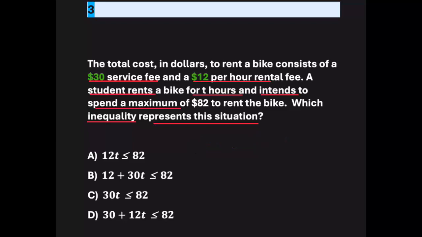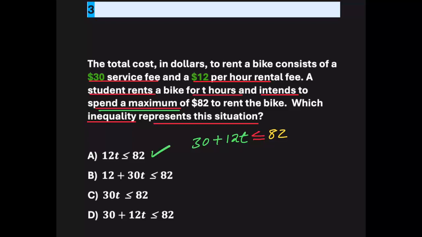So the equation is we have a service fee, which is independent of the time, plus the rate, which is $12, times the number of hours she keeps that bike, which is represented by T. So you're going to multiply the rate by the time. The total of these two should be equal to or less than $82. That's how you set it up. Let's go through the multiple choices. And remember, you're going to keep in mind the process of elimination. You're going to eliminate 2 out of the 4 multiple choices.